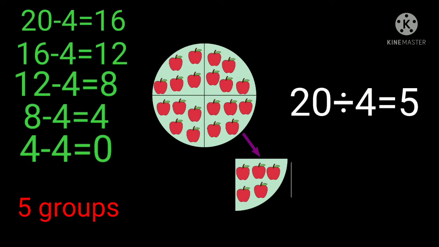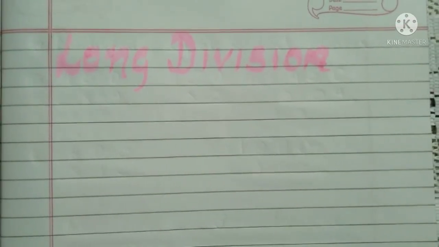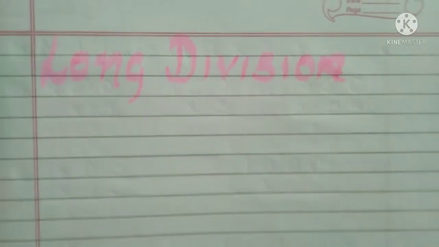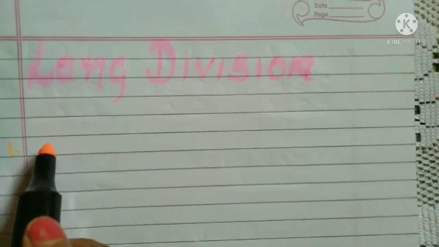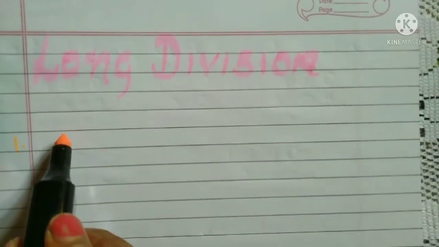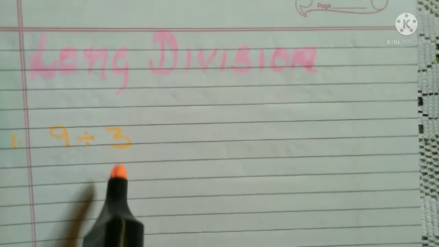Instead of dividing by repeated subtraction again and again, there is one more method. That is, now let us do the long division method. Let's take a very simple question, a 1 digit number, that is 9 divided by 3.